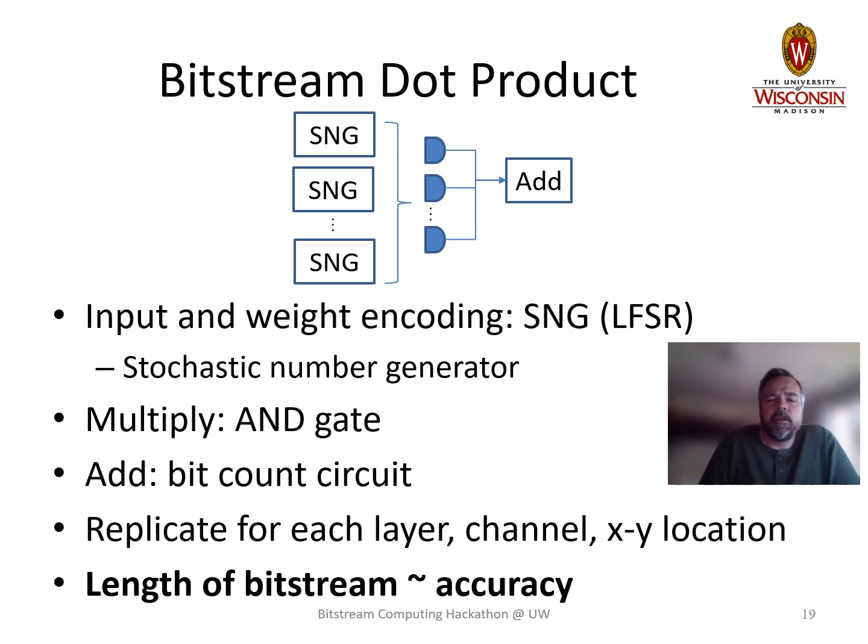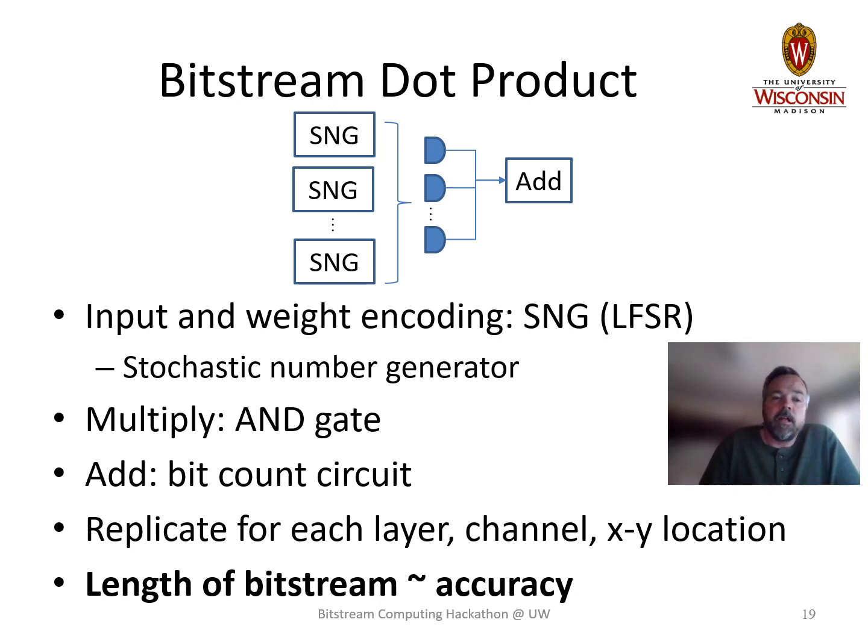On the left-hand side, you see something called a stochastic number generator. This is basically a linear feedback shift register, an LFSR, not an expensive circuit, but you do need one of these for every weight or every parameter in your neural network because you need to generate essentially a bit stream that encodes the value of that parameter so that it can be operated on in the data path.